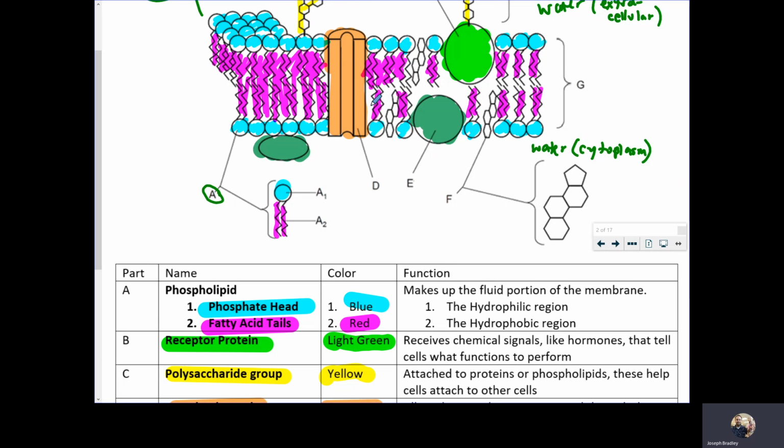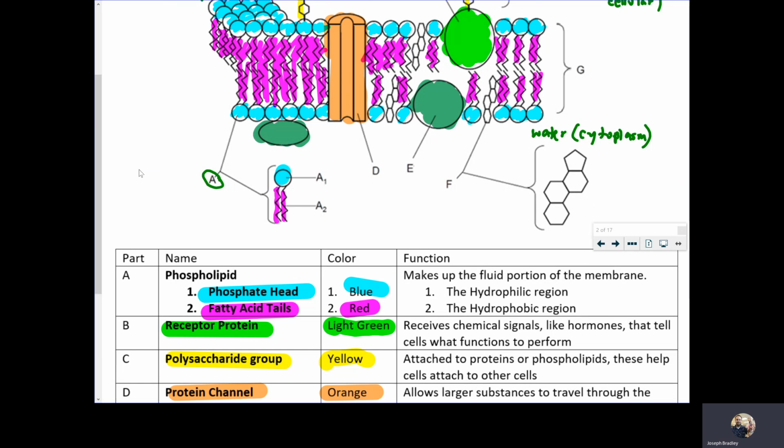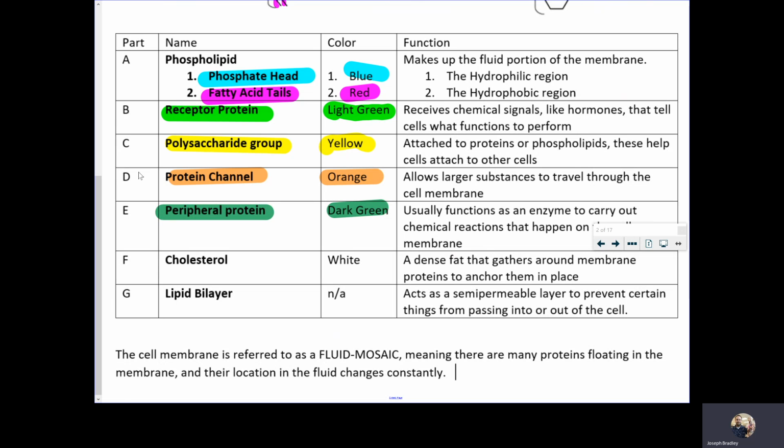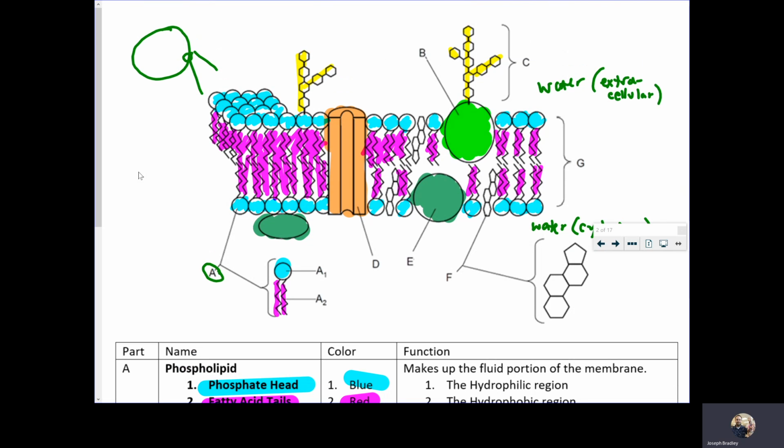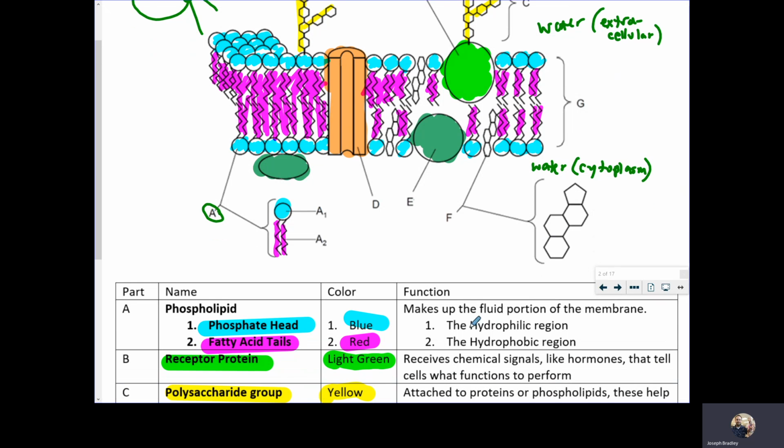And as a result of these things being able to travel around like they're floating, it's referred to as a fluid mosaic, meaning that there are many proteins floating in the membrane and their locations in the fluid change constantly. So that's the structure. Make sure you color this in for your notes so that you understand what each of these different parts are. And it's definitely crucial that you understand the terms hydrophilic and hydrophobic and how they relate to the phospholipid.